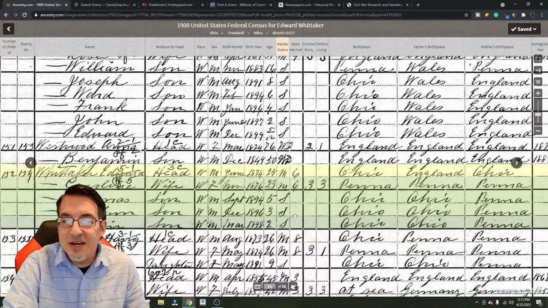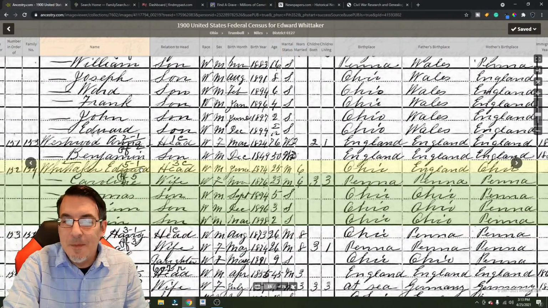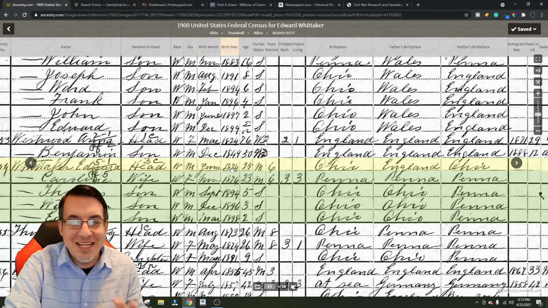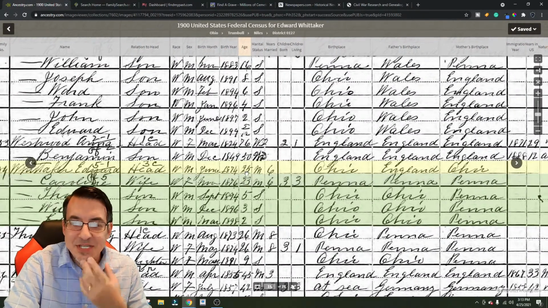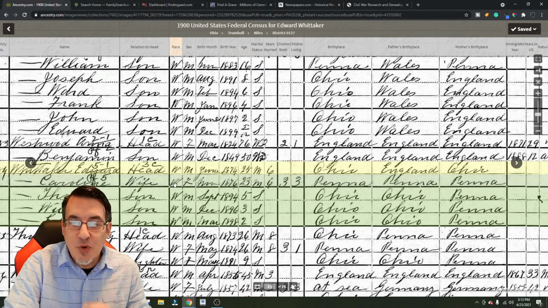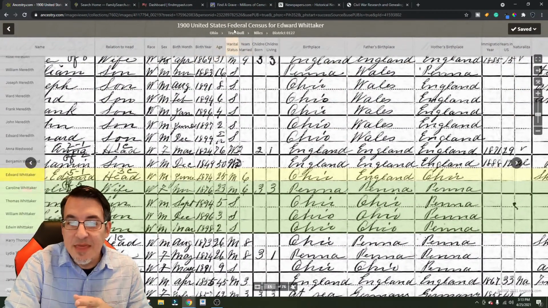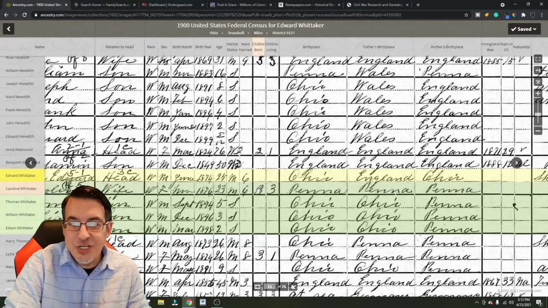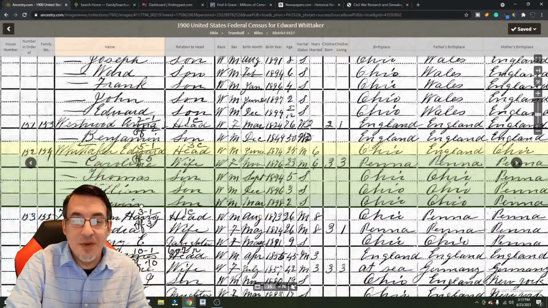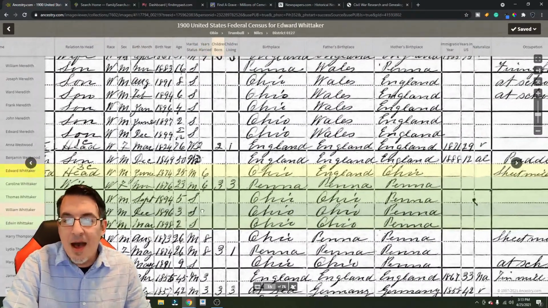And you can see this here. So here's Thomas's mom and dad. Edward is his father, born in June 1874, which is not exactly right, but sometimes that happened for some reason. He's 25. His wife, Caroline's 23, born in November 1876. They've been married for 6 years. They have had 3 children born to them. All 3 are still living, and that's Thomas, William, and Edwin right there.